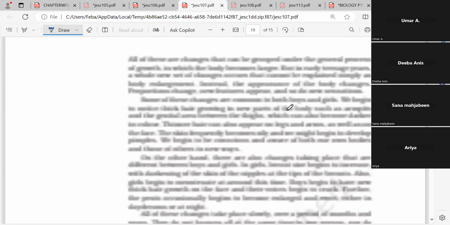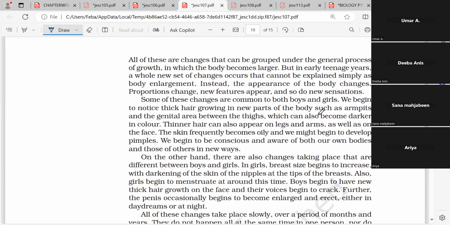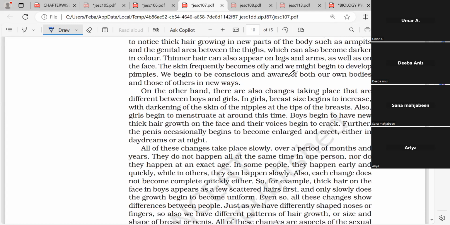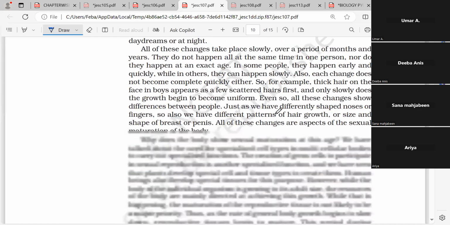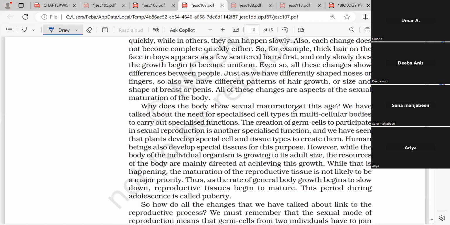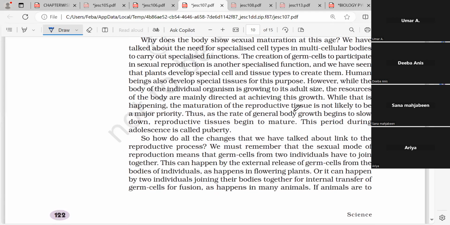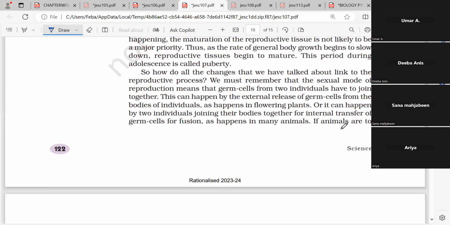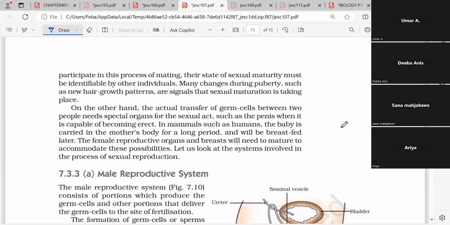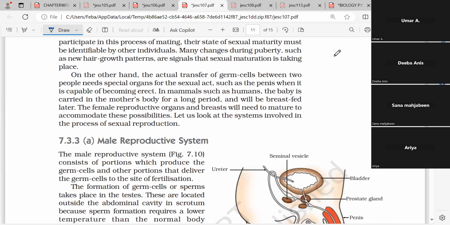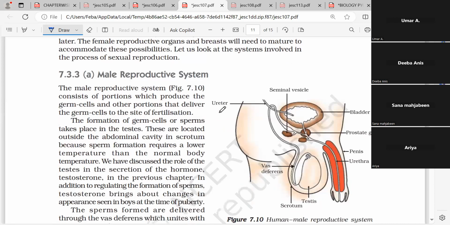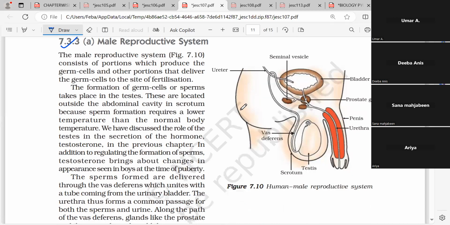Now about reproduction in human beings. You have to write about the hormonal aspects and all. What are the changes happening? What is puberty? Puberty is the stage during which the reproductive organs become mature and begin to produce the germ cells. Also the hormones are released. Then there is the transfer of the germ cells and fertilization of the germ cells, all of those kinds of things. You need to know about the structure of the male and female reproductive systems.